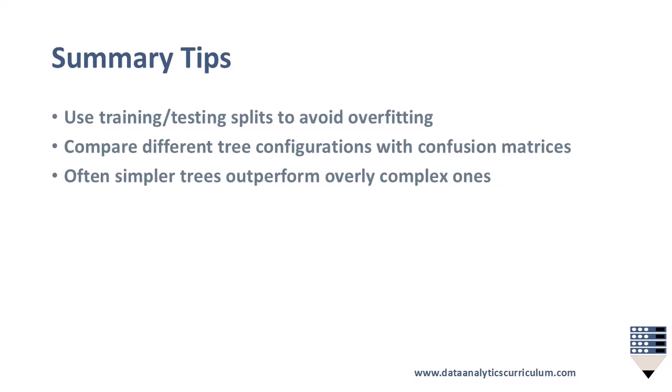Summary: to sum up, always split your data into training and testing sets to check performance. Use confusion matrices to compare different tree versions. And remember, a simpler tree often outperforms an overly complex one. Decision trees are a powerful tool because they're intuitive and easy to explain, making them a great starting point for understanding how classification models work.